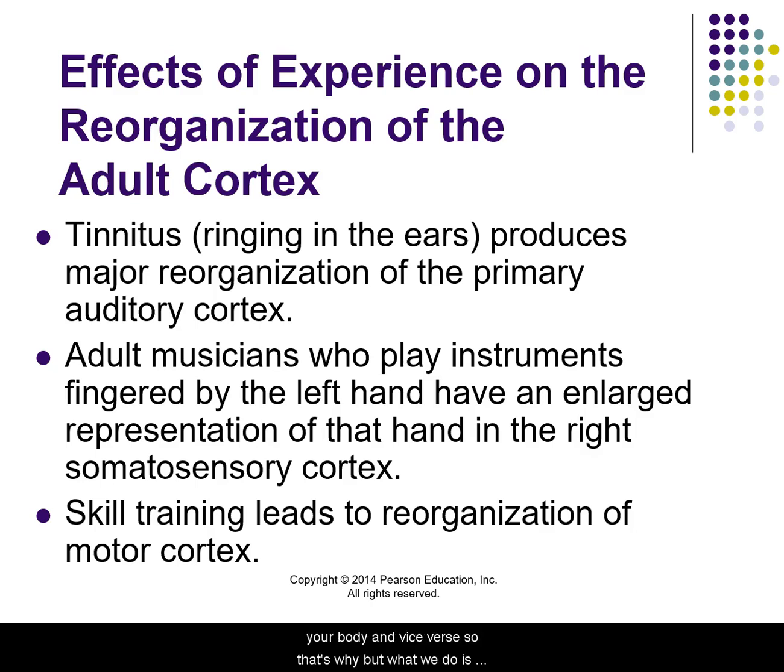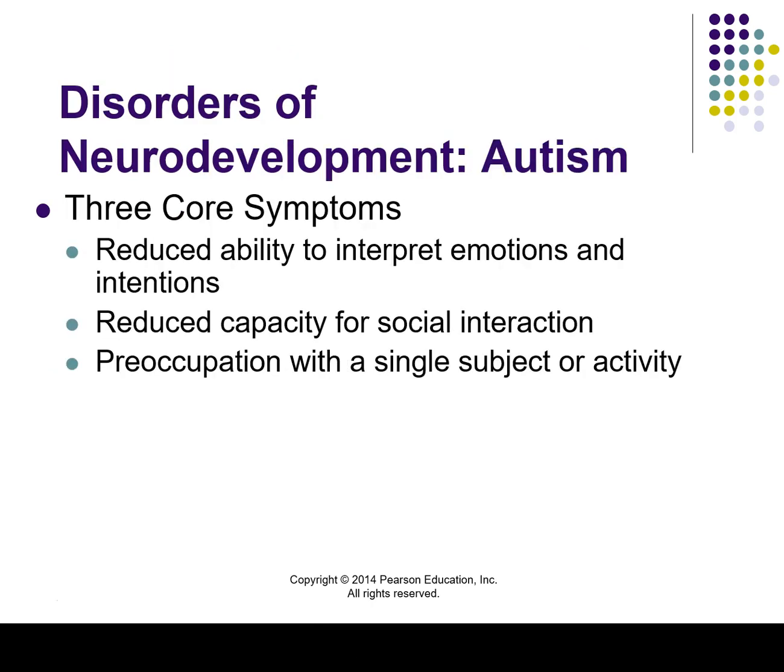That means that the right side of your brain is controlling the left side of your body and vice versa. Okay, so that's why. But what we see is people that are musicians, they play a guitar and they're doing all the fingering with their left hand, and they have more representation in that somatosensory cortex for their left hand. Okay, skill training leads to reorganization of the motor cortex. So you can actually practice. You pick up a guitar and learn guitar lessons, or learn piano lessons even later in life, and you can see how the brain will change and adapt and help you learn that instrument.